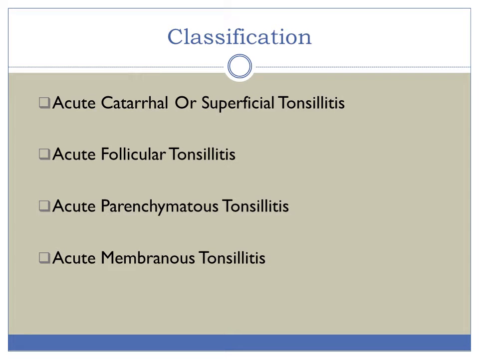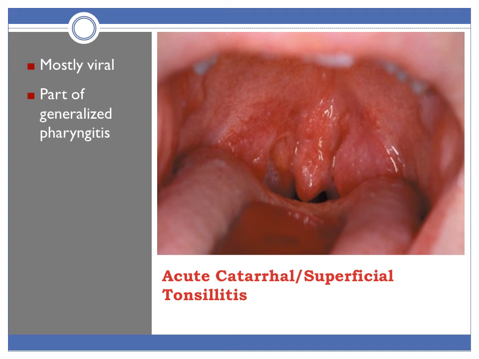Classification of acute tonsillitis includes acute catarrhal tonsillitis, acute follicular tonsillitis, acute parenchymatous tonsillitis, and acute membranous tonsillitis. Acute catarrhal tonsillitis is usually a generalized type of pharyngitis. Here you can see that there is gross edema as well as erythema over the anterior pillars, uvula, and tonsils. This is mostly caused due to viral infections.